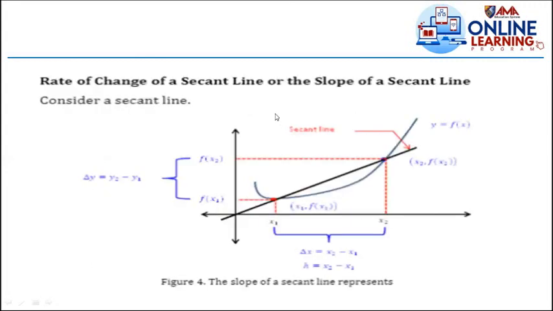So next, we have the rate of change of a second line, or the slope of the second line. So we're going to consider the second line. Here are the x and y axis, we have the slope, and the curve, okay, y is equal to the function of x. By this time, your line here is what we call the second line.